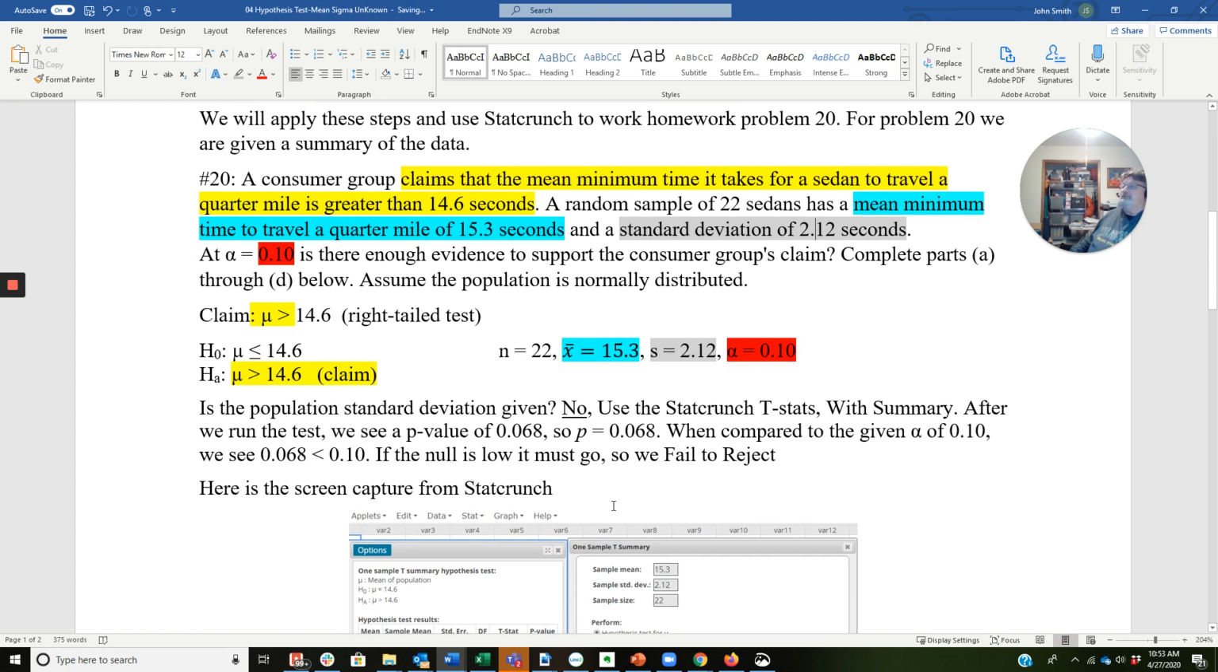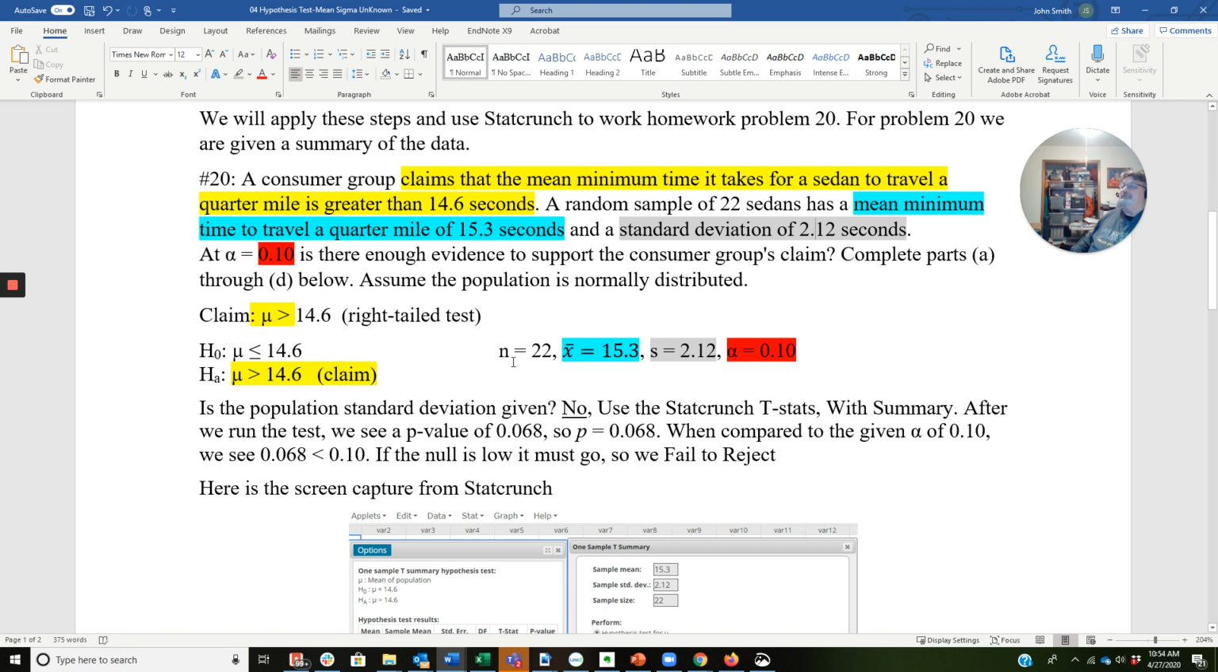So the claim is that mu is greater than 14.6. This will be a right-tailed test, which means since the condition of equality is not here, this goes in the claim. Mu greater than 14.6. Here's the claim. The complement of that for the null hypothesis is mu less than or equal to 14.6. The idea being that if a hypothesis test allows us to reject this null hypothesis, it would support this claim. Well, let's see what happens.